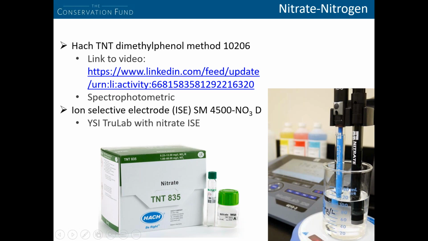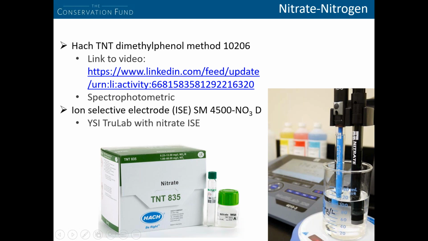So I'll be going over 2 different methods for nitrate nitrogen analysis in the lab, the Hach TNT method and the ISE nitrate method. In the Hach nitrate TNT dimethylphenol method 10206, nitrate ions in solutions that contain sulfuric acid and phosphoric acid react with 2,6-dimethylphenol to form 4-nitro-2,6-dimethylphenol. It's also a photometric test where color intensity is an indication of sample concentration.